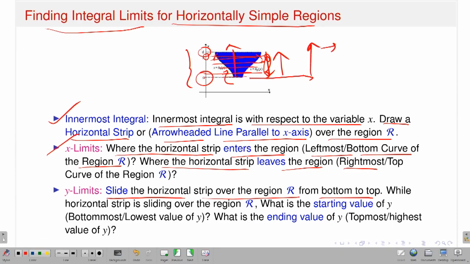So if you cover your whole region with this horizontal line from bottom to top, then what will be the value? At the bottom it will give you the value C, and it leaves the region at y equal to D. That's exactly what I have written: the starting value of y is the bottommost or lowest value of y, and the ending value is the topmost or highest value of y. If you do that, then you cover the full region, and that's how you perform the iterated integral, and that will give you the value of the double integral.